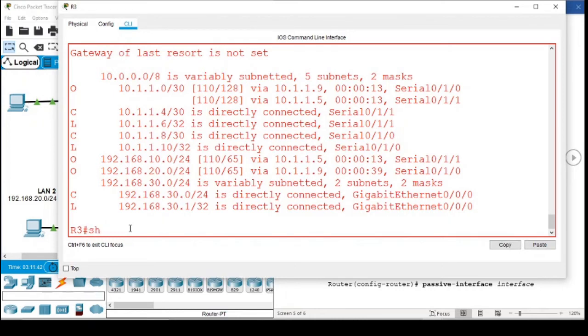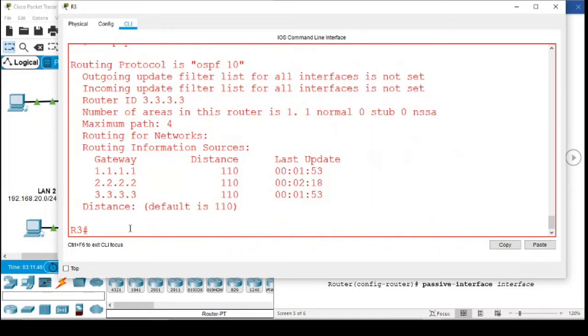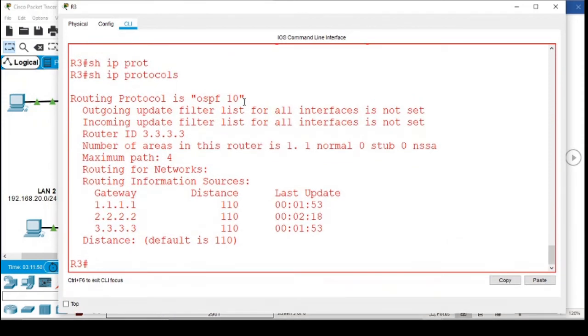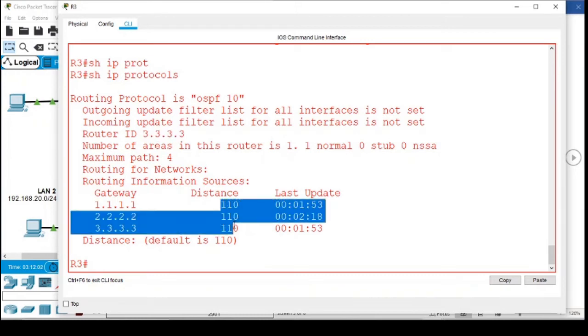Again, one more command, show ip protocol. If you run this command, show ip protocol, it will give you the OSPF process number and the router ID which we configured on router 3. This is the router 3 router ID. Then it also defines which 3 networks we are using and what their distances are. So this is about the show ip protocol command.